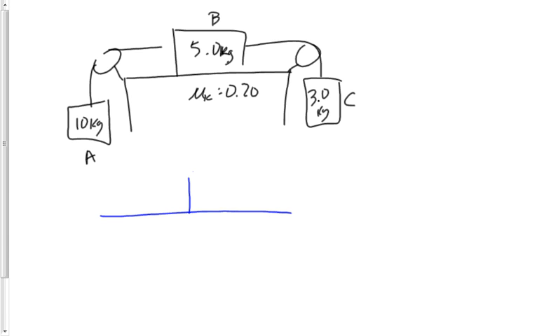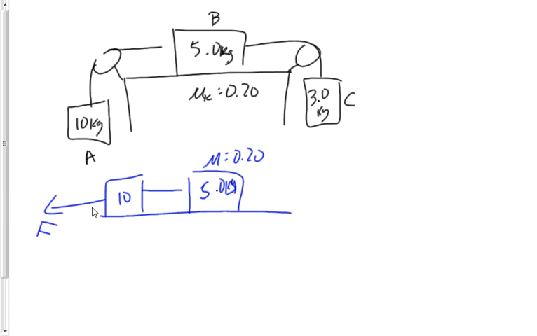Here's my surface. Here's my 5.0 kilogram object with a coefficient of friction of 0.20. Okay, my 10 kilogram object, if I straighten it out, I've pulled it up like this to the left. That means there's going to be a force acting on object A. That is the force of gravity. It's 10 times 9.81 meters per second squared. Really, it's acting downward, but I'm drawing it horizontally because it's easier for me to visualize that way.